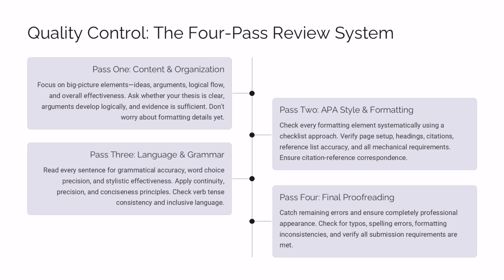Pass 1 focuses on content and organization, the big picture elements that determine whether your paper achieves its scholarly goals. During this pass, read for ideas, arguments, logical flow, and overall effectiveness. Ask yourself whether your thesis is clear and well supported, whether your arguments develop logically, whether your evidence is relevant and sufficient, and whether your conclusions follow from your analysis.